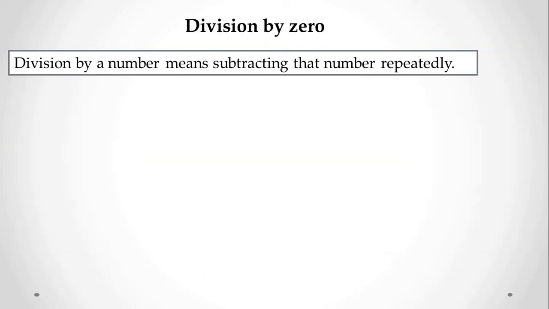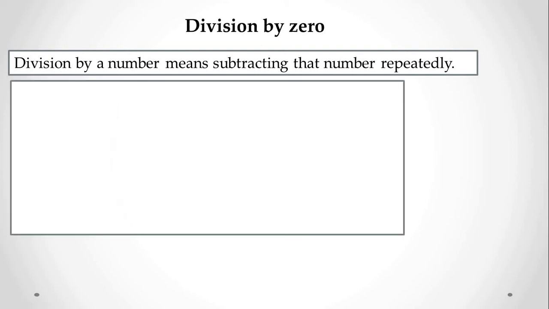Next one is division by 0. Division by a number means subtracting that number repeatedly. So here our topic is division by 0. Before that we will see what exactly the division operation is, and why we use division. Let us find 8 divided by 2. What do we do? 8 minus 2 is 6. Again, 6 minus 2 is 4, 4 minus 2 is 2, 2 minus 2 is 0. So we continuously do this subtraction till we get the value 0.